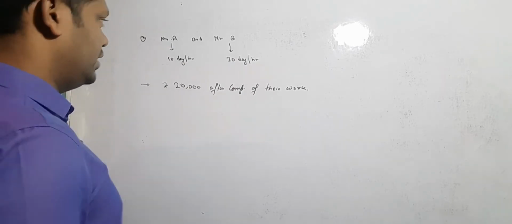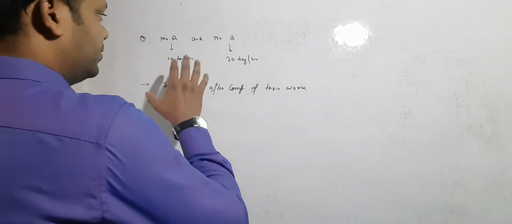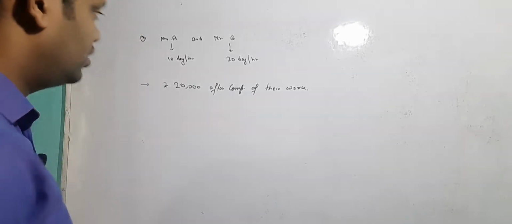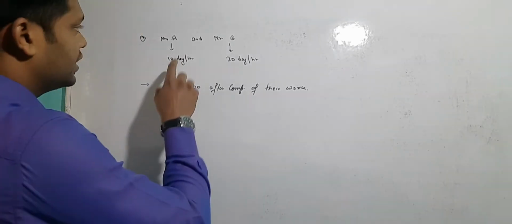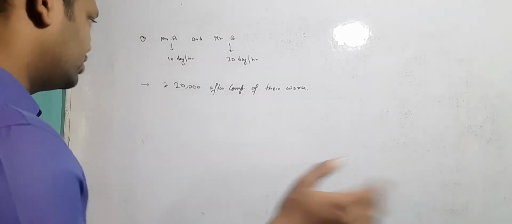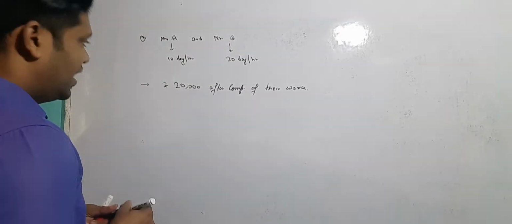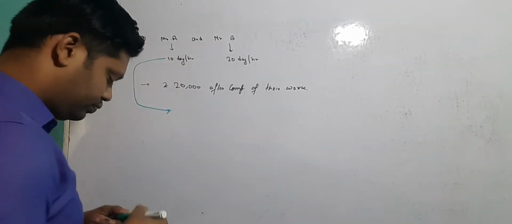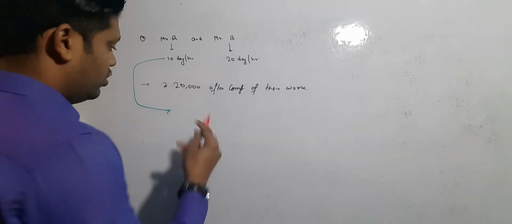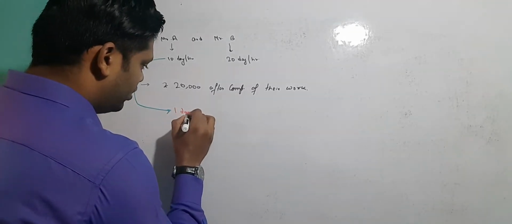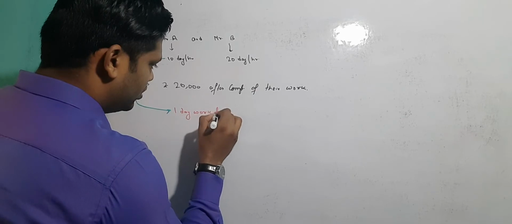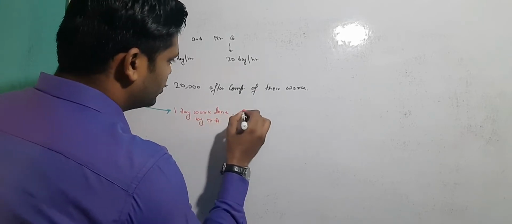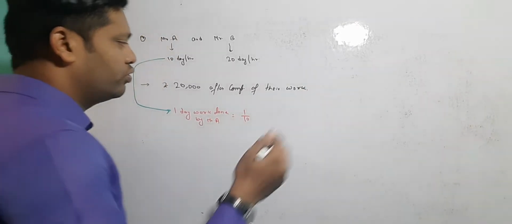Now first you have to see how much work this person can do in a day. In 10 days he can do the complete work. Complete work means 1. So I will take out the 1 day work. Let's see what will be the 1 day work. 1 day work done by Mr. A is equal to 1 by 10. There's no need to explain, you know these things.